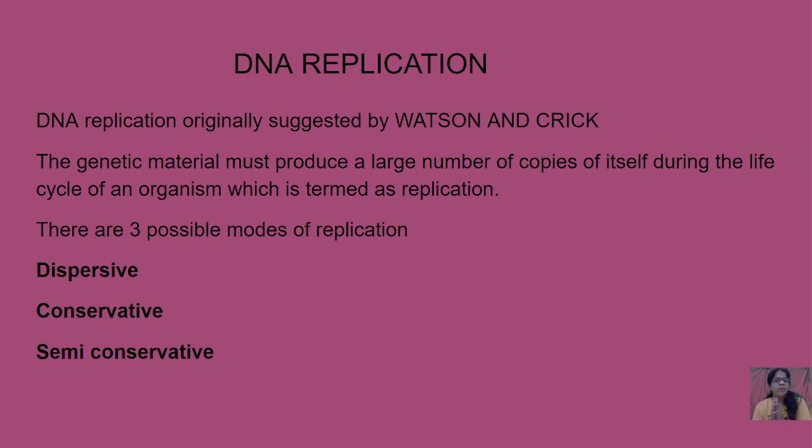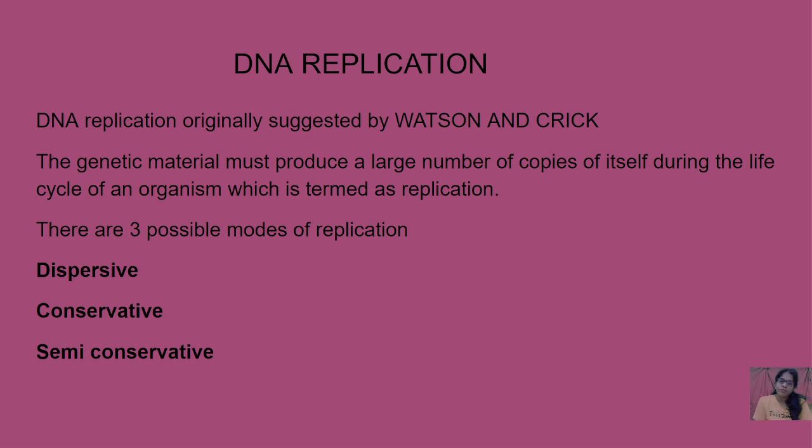DNA replication was studied by Watson and Crick. There are many possible modes of replication, out of which only Meselson and Stahl proved that DNA replicates through the semi-conservative mode of replication. So, what is replication? Replicating is producing more copies of itself during the life cycle of an organism, right? The genetic material has to produce a large number of copies in a single organism for its genetic material to be transferred to the next generation, right? So DNA replication is a must process that happens in every living organism.